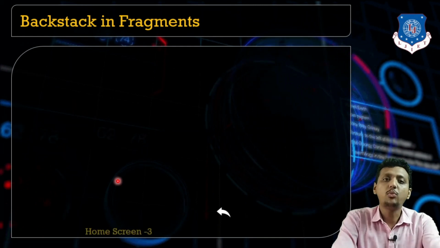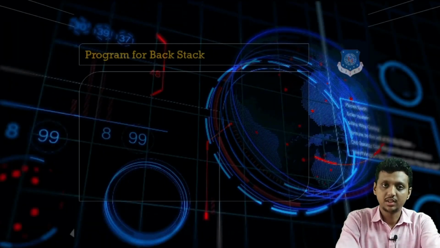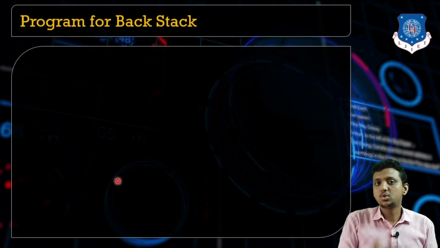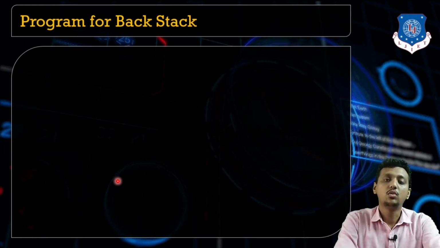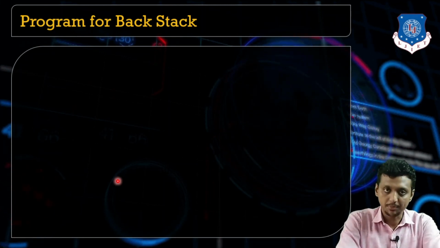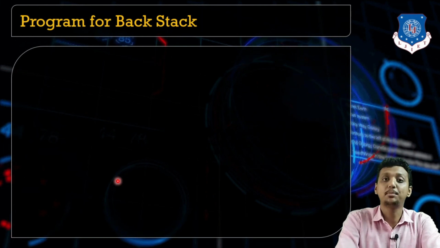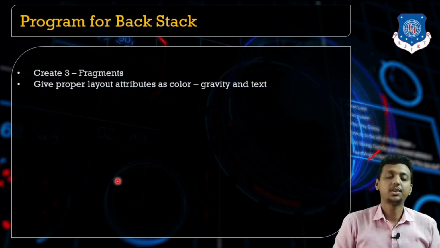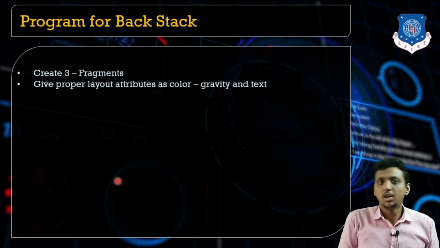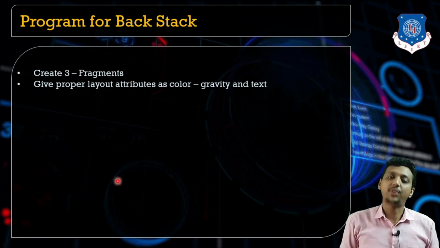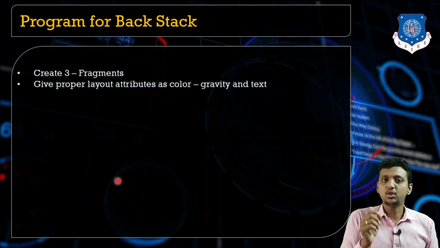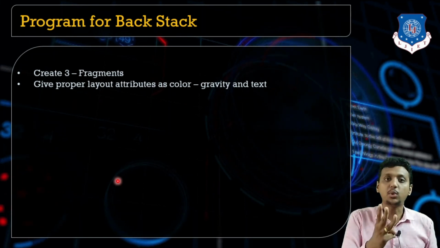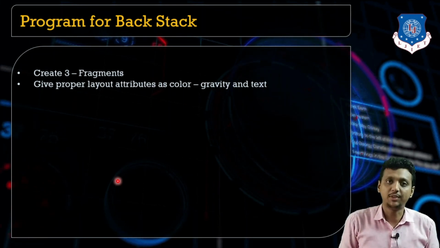Now, how can we implement the backstack? Let me show you. Students, before that I am going to show you today's program and how we are going to understand the process of the backstack. First, you need to create 3 different fragments. That means 3 layout XML files and 3 Java files to handle those fragments.